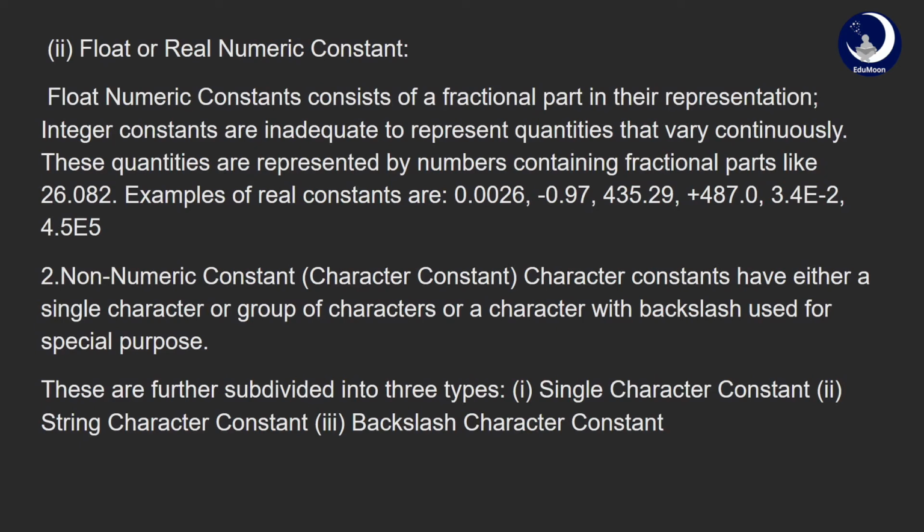Integer constants are inadequate to represent quantities that vary continuously. That means integer can only take discrete values. These quantities are represented by containing fractional parts like 26.082. Examples of real constants are 0.0026, minus 0.97, and so on. Now the other type of constants are non-numeric constants or character constants. Character constants have either a single character or a group of characters or a character with backslash used for special purposes. These are further subdivided into three types: single character constant, string character constant, and backslash character constant.